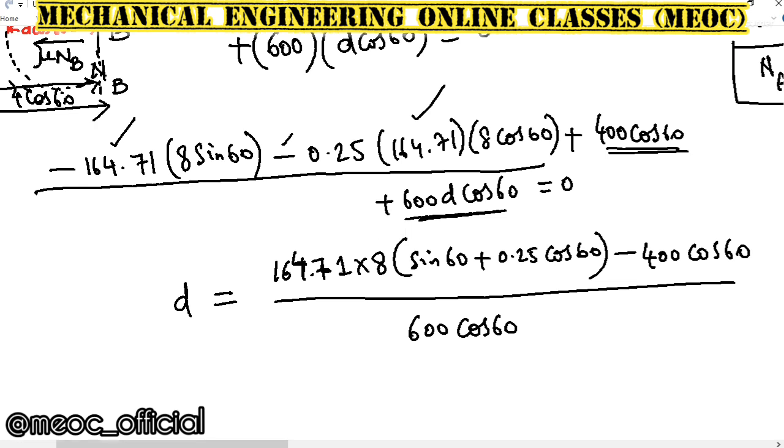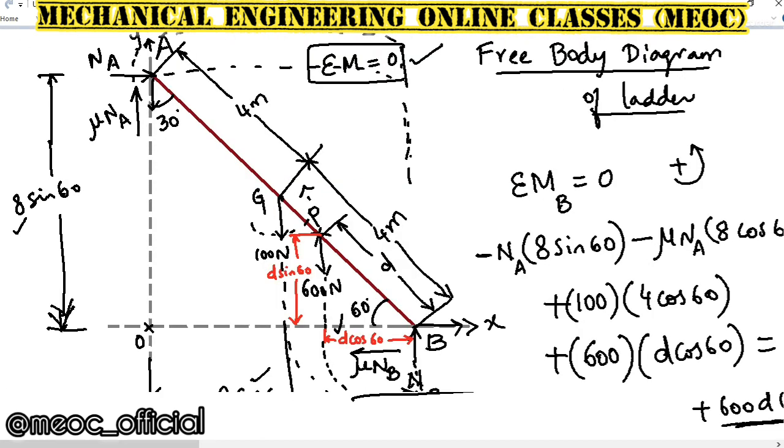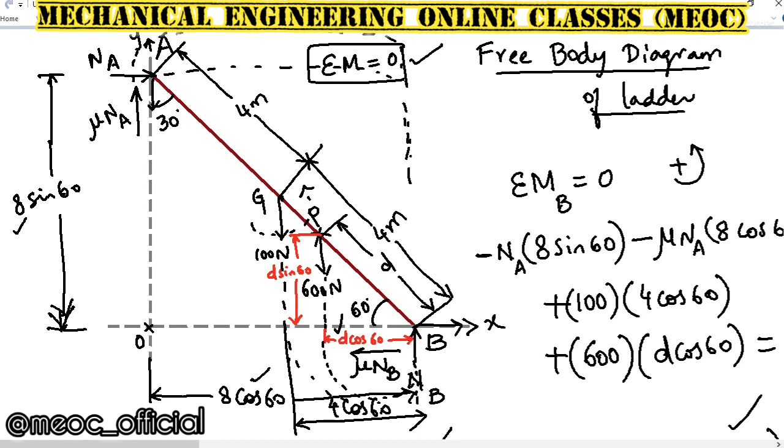So d will be equal to, on solving this and simplifying, we get d as 3.686. Because all the dimensions are in meter, this is also in meter. So the person of weight 600 Newton, when the ladder is at 30 degrees with respect to vertical and is of length 8 meter, can climb up to 3.686 meter without causing it to slip. If he goes any further beyond that, then the ladder will slip down.